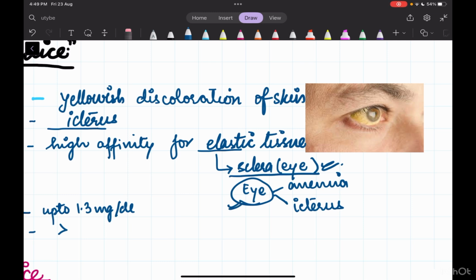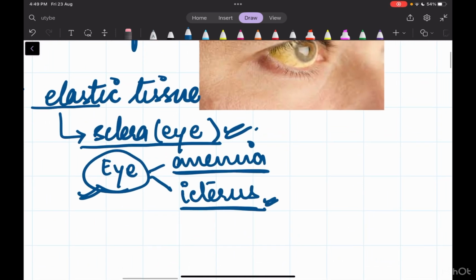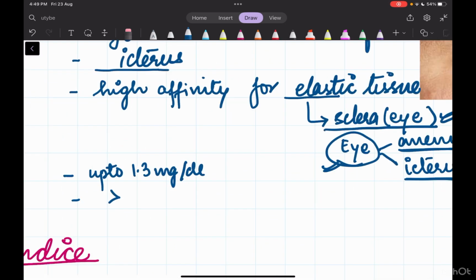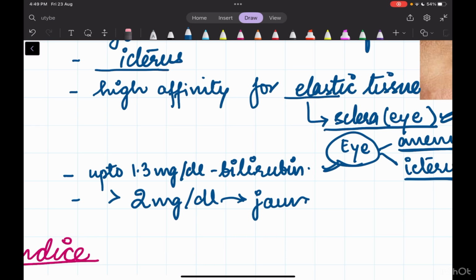What do you see in the eyes in general physical examination? You see two important things. One is anemia or pallor, whatever you like to say it, and the other is icterus, which is jaundice. Anemia is seen in the lower palpebral conjunctiva, whereas icterus is seen in the upper bulbar conjunctiva. Okay, this is important for physical examination. The upper limit of bilirubin in blood is 1.3 milligram per deciliter, and if it is more than 2 milligram per deciliter, then jaundice becomes evident. Okay, that is, you are able to see yellowish discoloration.